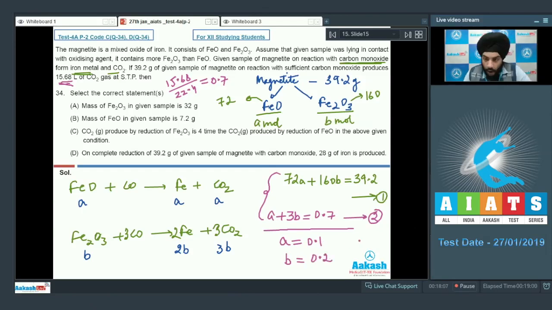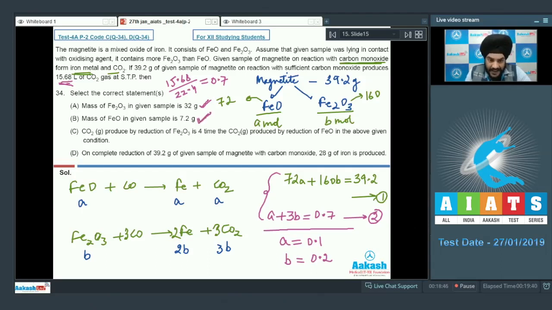So let us look at the options which are given to us. So in the A option, the examiner says that the mass of Fe2O3 in the given sample is 32 grams. So we have 0.2 moles of Fe2O3 and the molar mass of Fe2O3 is 160. So the mass of Fe2O3 in the sample will be equal to 32 grams. So which automatically makes the B statement also correct. Total mass of the sample was 39.2 and the mass of Fe2O3 is 32. So the mass of FeO shall be equal to 7.2.